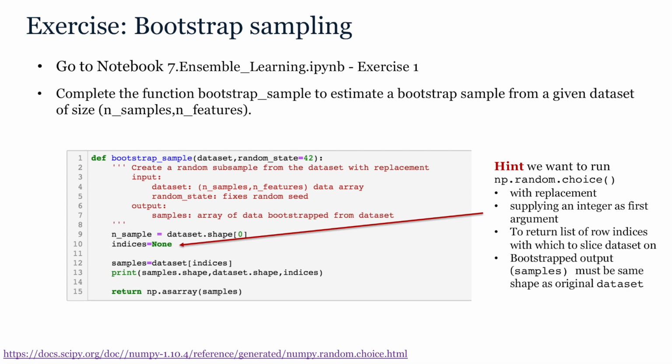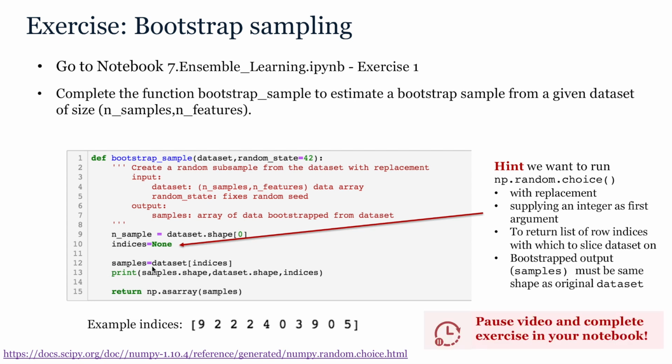Specifically, we're asking you to use the function numpy random choice. The link to the documentation is here. With replacement set to true, in order to return a list of indices corresponding to the rows of the data matrix, which will be used to slice the dataset, as shown in line 12. Pause the video now and give this a go, testing it on the toy dataset in the cell below. An example of what we're expecting from this indices list is shown here, such that we can sample certain rows multiple times and other rows not at all.